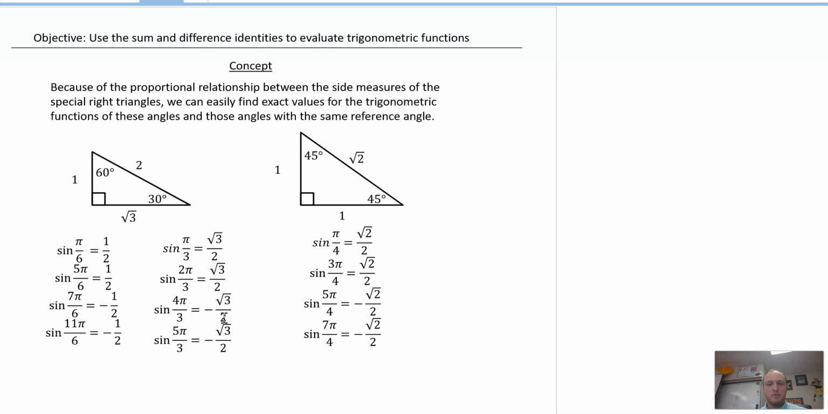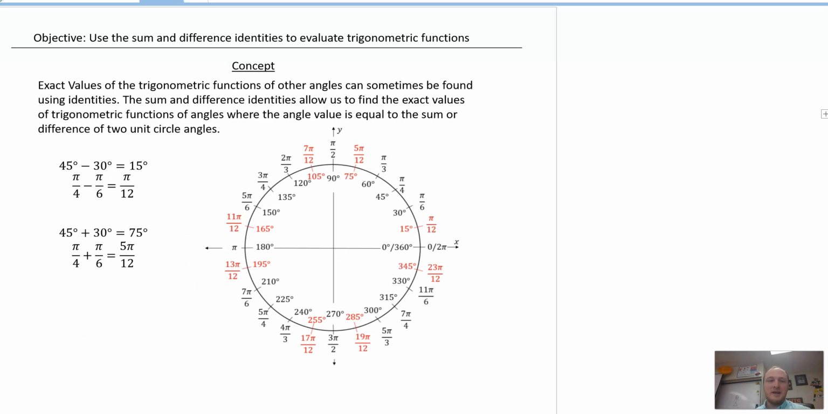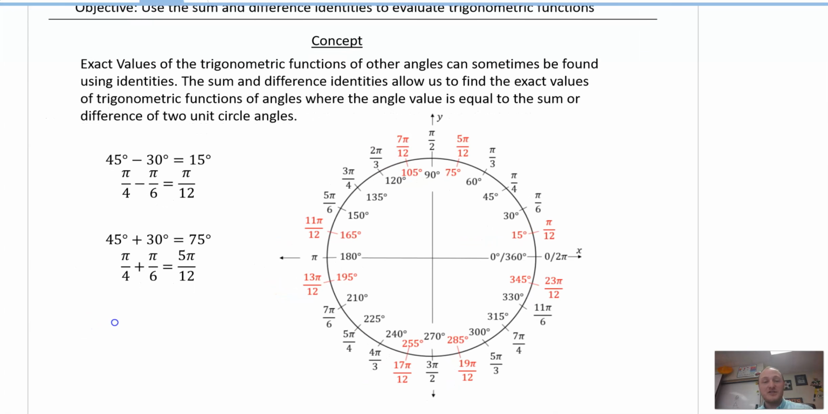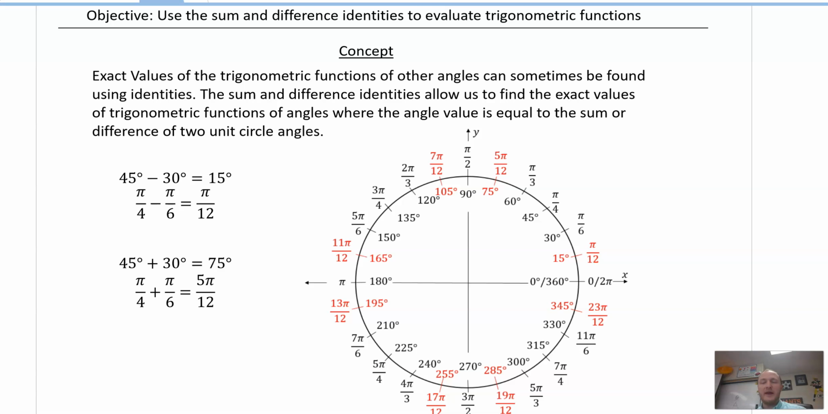right? So for our unit circle angles, we have these nice coordinate locations. But what if I didn't use pi 6? What if I didn't use pi 4ths? What if I didn't have pi thirds? Let's look at considering different angles that are maybe made up of our unit circle angles. Exact values of trigonometric functions of other angles can sometimes be found using identities.